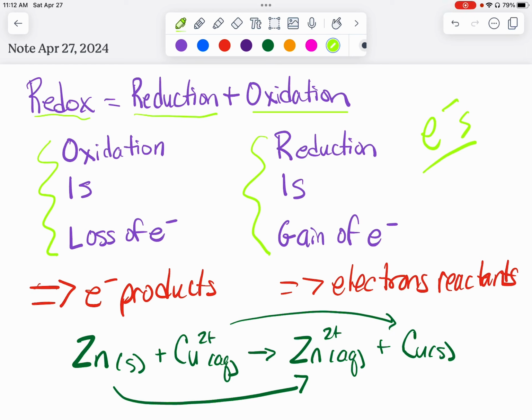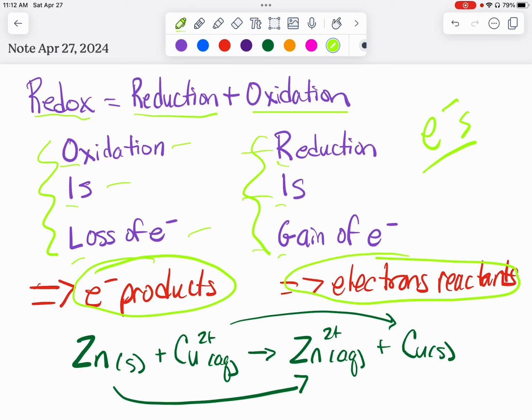Now, I like to remember them with OIL RIG. I know Mrs. Gersbowski likes to do LEO GER. Leo the lion says GER. I like OIL RIG. OIL stands for oxidation is loss of electrons, and RIG, reduction is gain of electrons. OIL RIG. Oxidation is the loss of electrons, reduction is the gain of electrons. So if you're losing electrons, you're going to find the electrons as products. If you're gaining electrons, then you're going to see them as reactants.